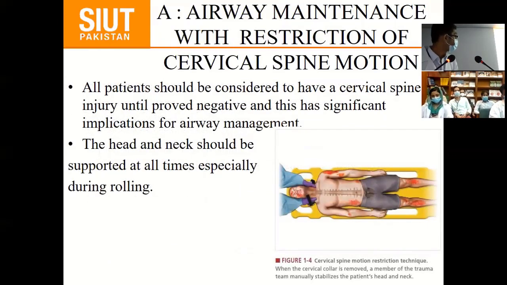For airway, all patients should be considered to have a cervical spine injury until proven negative, and this has significant implications for airway management. In this picture, one person should stabilize the neck if there is no cervical collar, or if there is a cervical collar, immediately apply it. The neck and head should be supported at all times, especially during log rolling.